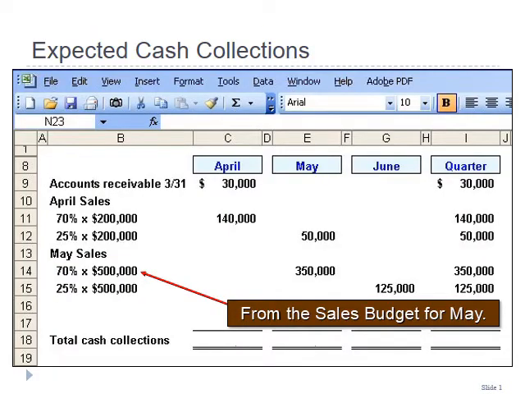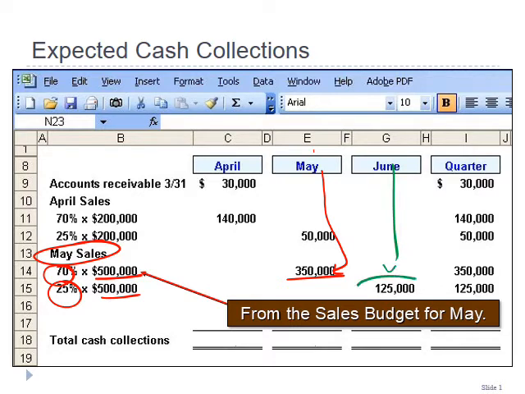So similarly, in the month of May, 70% of the May sales, which is 500,000 multiplied by 70%, the answer is 350,000, will be received in the month of the May sale, and 25% will be received in the month following the month of sale, on the following month, right here in June. So this 125,000 belongs to May, right?